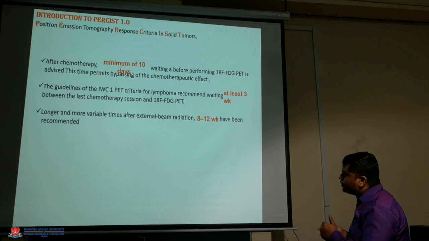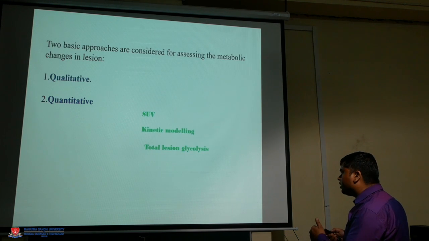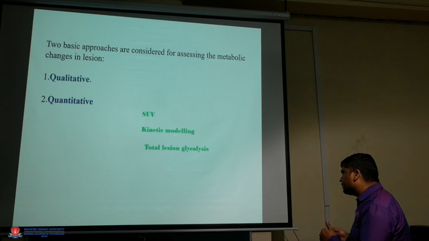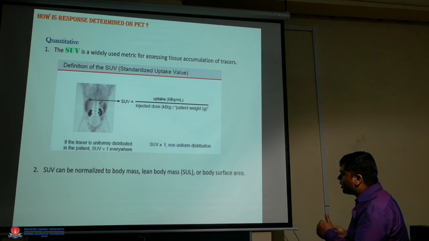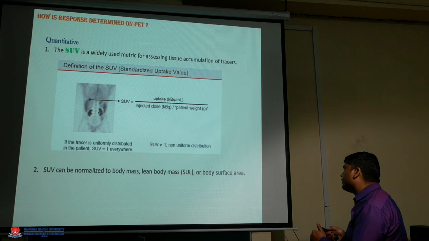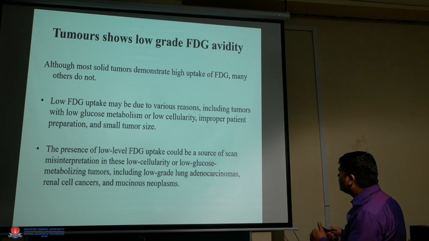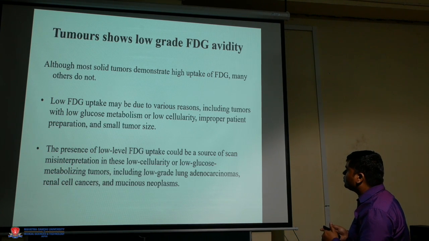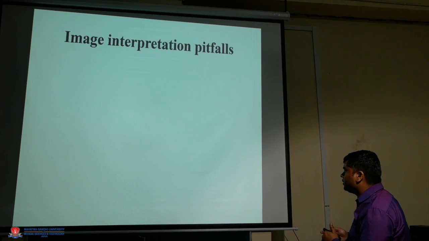So what is the gap between chemotherapy, radiation therapy or surgery and the PET-CT? And what is the way of measuring radioactivity? We commonly use SUV max at our site. SUV max is the uptake value of the tissue in kilobecquerel per ml, divided by the injected dose, divided by the patient body weight. There are few tumors which show low grade FDG avidity, like prostate cancers, low grade lymphoma, and hepatocellular carcinoma.